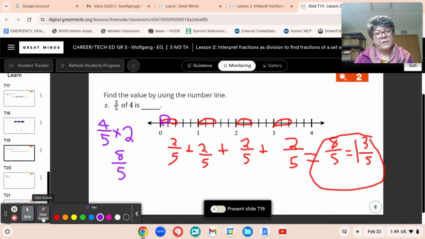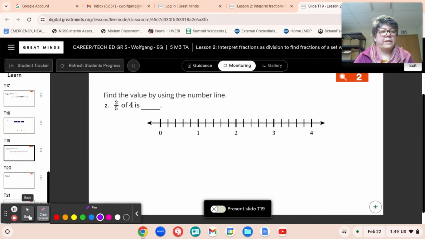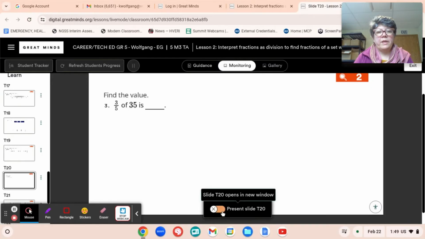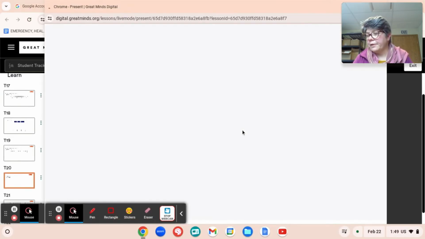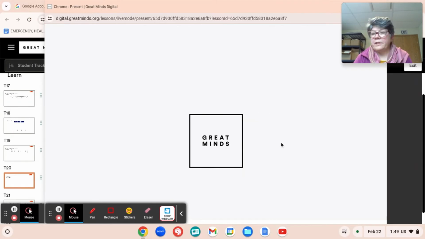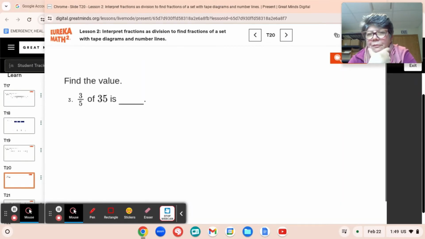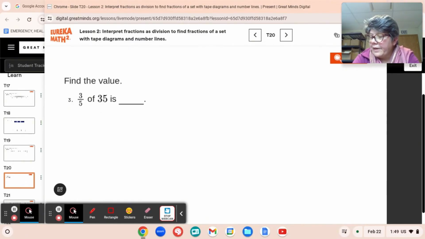If you don't, please pause me and get it down, because we're going to look at the next problem. Okay, now we have 3/5 of 35 for number 3. Would it be helpful to make an array or a number line to find the value? It would be a lot to draw 35 circles, right? It's not very efficient to make an array. So, we could make a number line, right? What other model could we use?